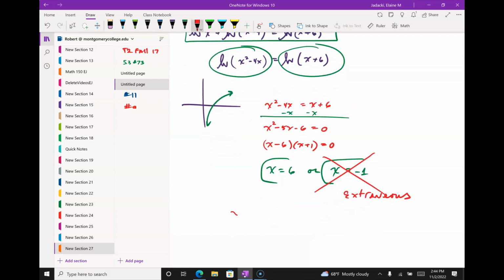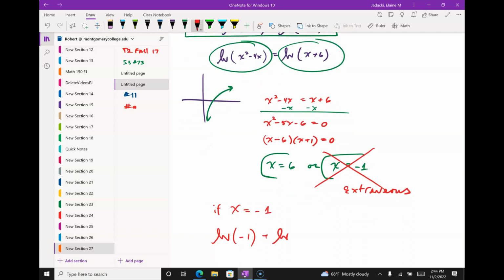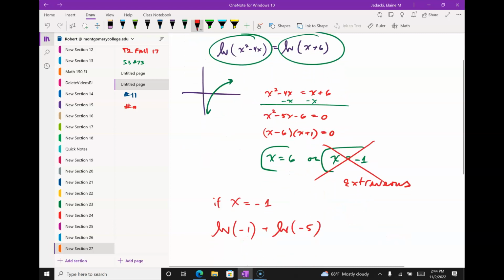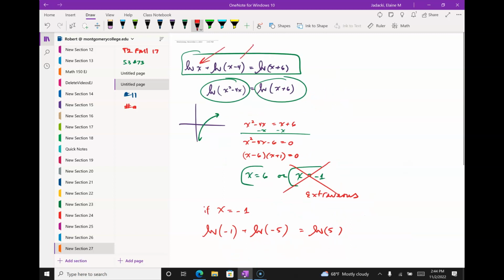Because if x equals negative 1, I have the ln of negative 1, that's trouble, plus the ln of negative 5, that's trouble, equals the ln of 5. You see, I plugged it in here, right? ln has a domain of positive numbers only. I cannot plug negative numbers in. What's the calculator say when I do ln of negative 1? It says low battery. No, only kidding. It says non-real answer. It can't happen.